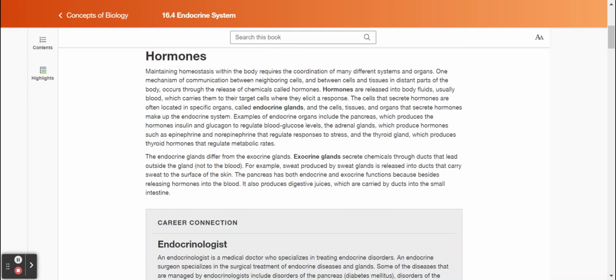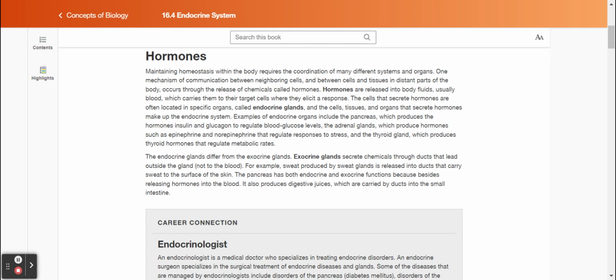Hormones. Maintaining homeostasis within the body requires the coordination of many different systems and organs. One mechanism of communication between neighboring cells and between cells and tissues in different parts of the body occurs through the release of chemicals called hormones. Hormones are released into body fluids, usually blood, which carries them to their target cells where they elicit a response. The cells that secrete hormones are often located in specific organs, called endocrine glands, and the cells, tissues, and organs that secrete hormones make up the endocrine system.